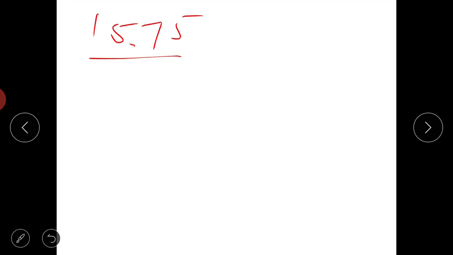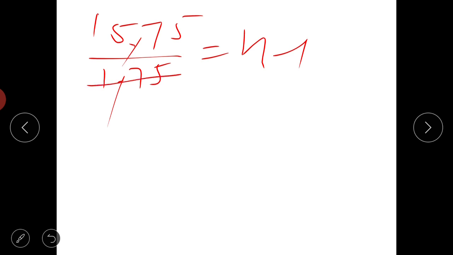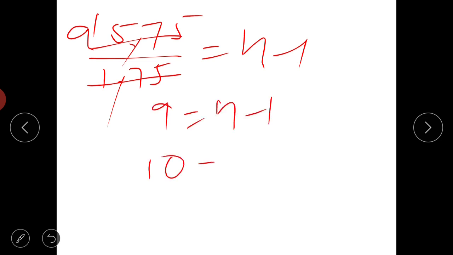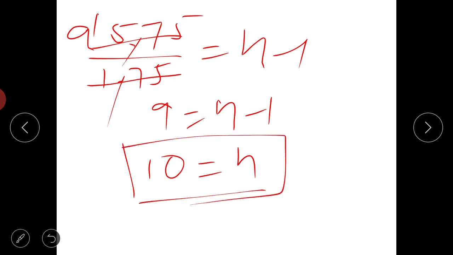So 15.75 divided by 1.75 is equal to n minus 1. The decimal cancels out with the decimal, and that comes to 9. So 9 is equal to n minus 1, and 10 is equal to n. So the number of weeks for the amount to become 20.75 is 10 weeks. Got it, beta?